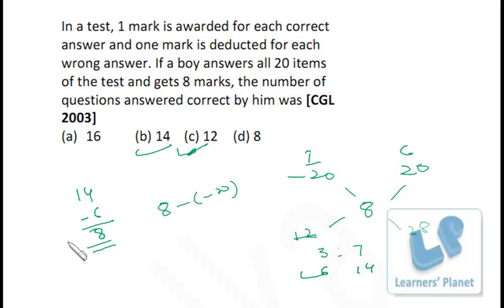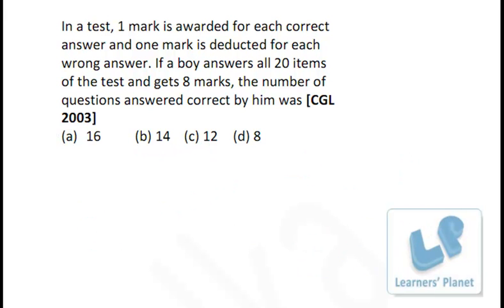And if this method is not clicking, what else you can do is go by the elimination of options, right? Suppose 16 is correct, so 16 positive and 4 negative, that gives you 12, so that's incorrect. 14 we have already checked. If 12 are correct, then 8 are incorrect, that means minus 8, and you get 4, so that's not there. So even this way you can go.